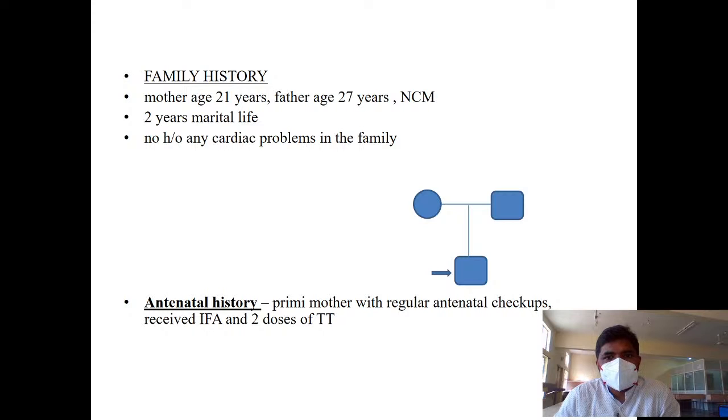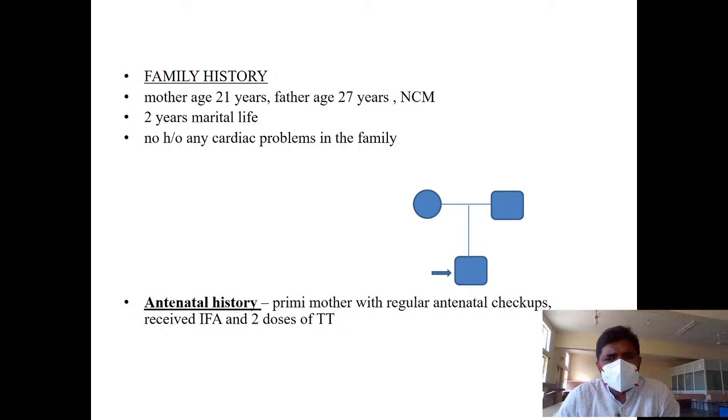So a consanguineous history hardly provides you any information. And then 2 years of marital life doesn't carry any significant evidence. And then no history of cardiac problems in the family. Suppose the mother is having a VSD, then there are 6% chances that the child can have VSD. If the father is having it, then there are 2% chances that the child can have a VSD. So likewise, you should ask about any cardiac problems in the family, particularly congenital cardiac problems.